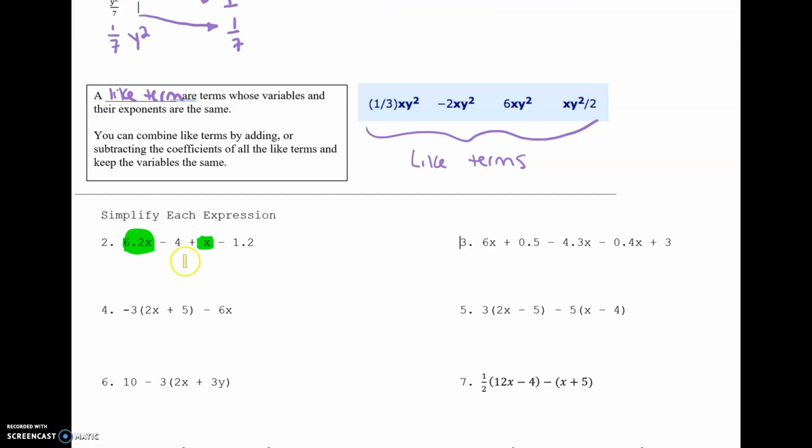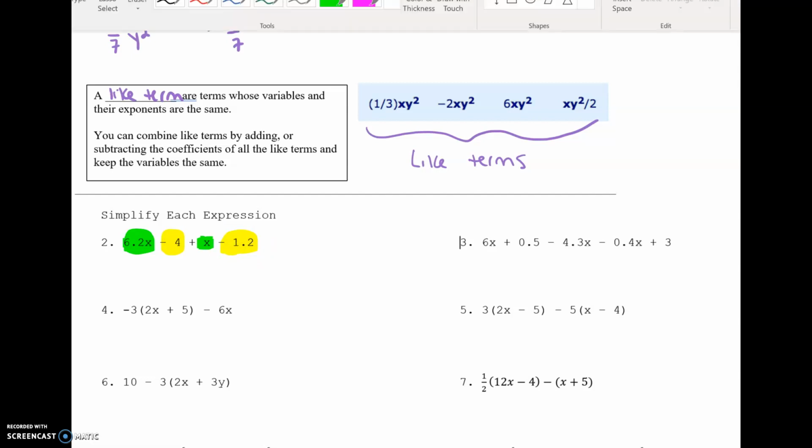Now the next thing I'm going to do is grab a different highlighter. We'll do yellow. And I'm going to see, is there anything else that I can combine together? And I notice that this -4 is just a constant, and this -1.2 is also a constant.